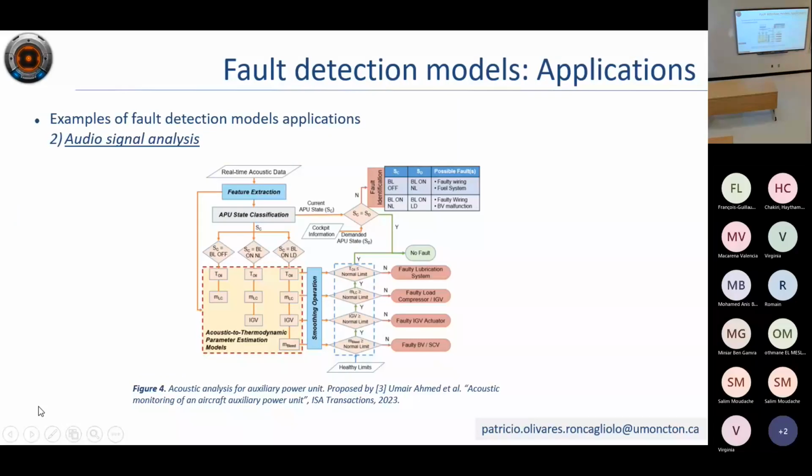Another example, in this work that I'm showing here, they try to monitor the power unit from aircraft, the auxiliary power unit actually, and they use acoustic signals in order to make this failure detection. So the idea is almost the same. At first, they acquire acoustic data. Later, they try to check if the power unit is on or off. Okay, so that is at first a state classification. And later, they try to process this acoustic data into thermodynamic data in order to, using a threshold, check if there is any specific problem.